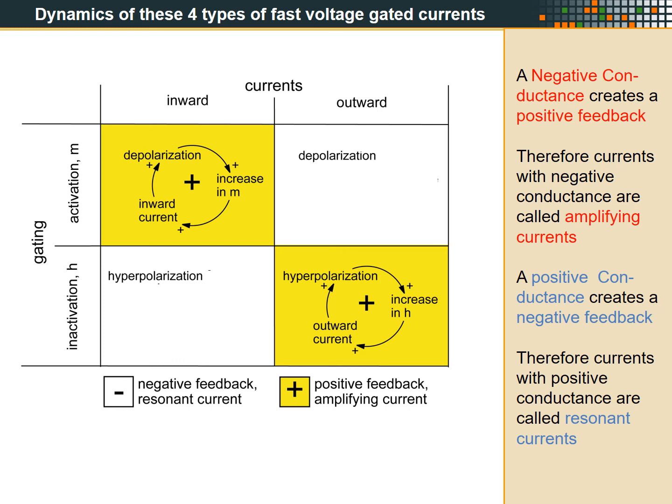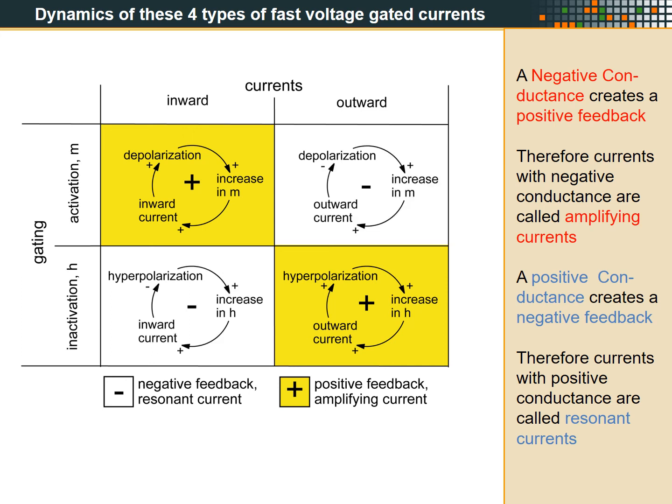So the alternative combination would be to study an inactivation of H based on the outward current. So the difference is a different gating variable in a different direction of the ion flow. Therefore, we are studying a hyperpolarization. So if we have an initial hyperpolarization, this will increase H. And if we have H increased, this will increase the outward current, and an increased outward current will further increase the hyperpolarization. So again, you see it's a positive feedback loop. Hyperpolarization causes stronger hyperpolarization.